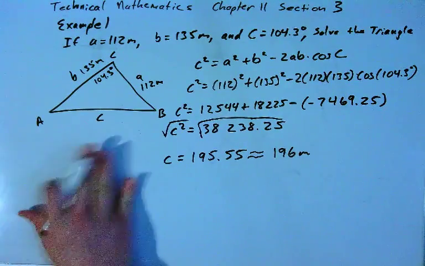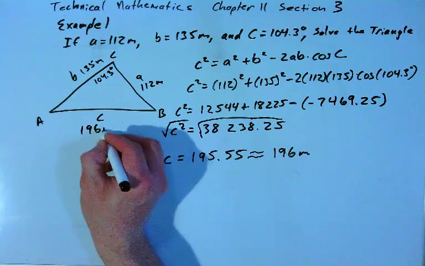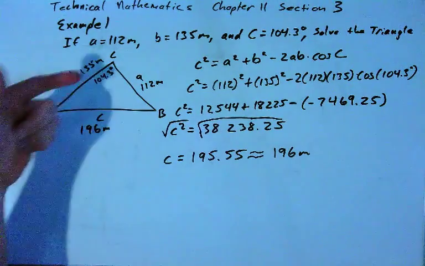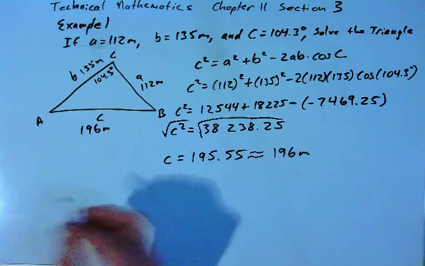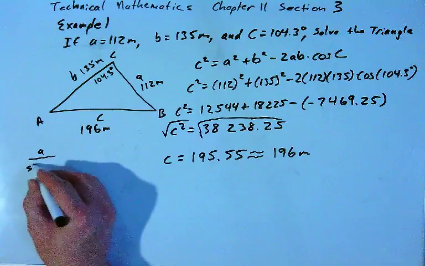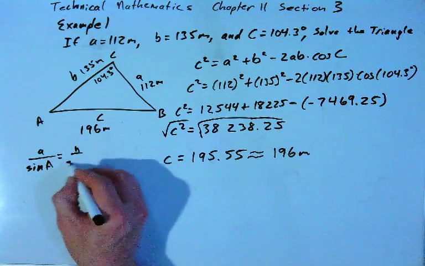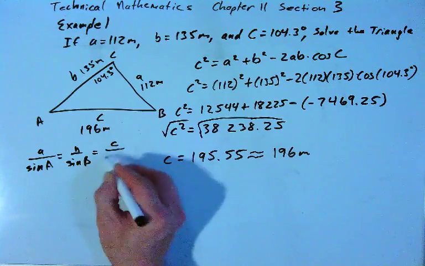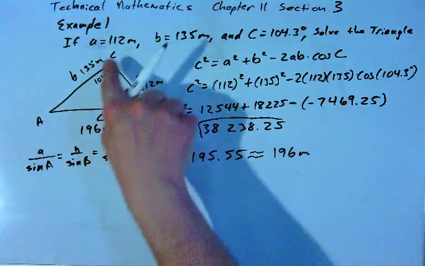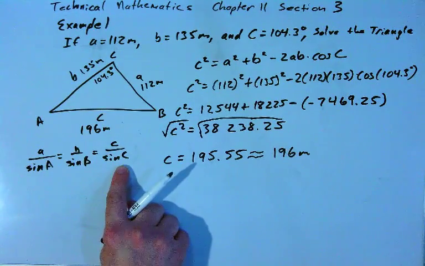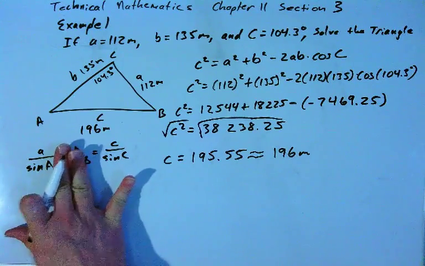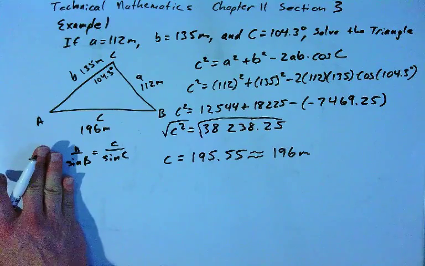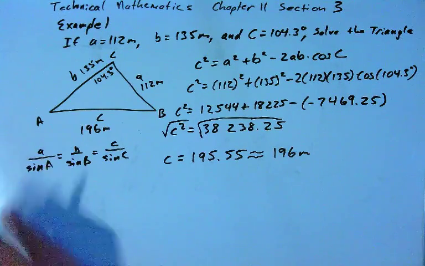Okay, so now we know the length of side C. Now I know C is 196 meters. Now that I know an angle and the side opposite that angle, now I can use the law of sines to finish solving the rest of the triangle. And so the law of sines says that A over sine A is equal to B over sine B is equal to C over sine C. And so C is the information that I know, the side and the angle, so I definitely want to use that. And it doesn't really matter if I use A over sine A equals C over sine C, or if I use B over sine B is equal to C over sine C. It makes no difference. I'm going to get the same answers either way.